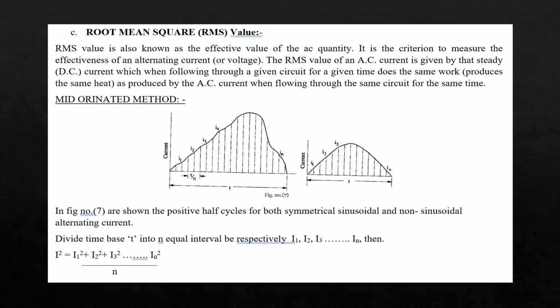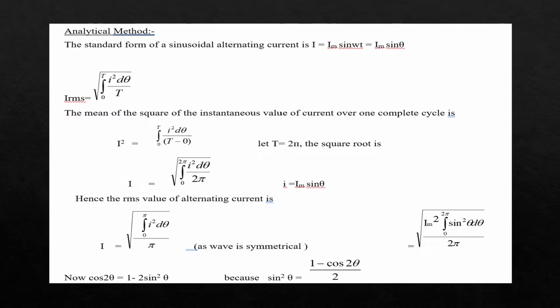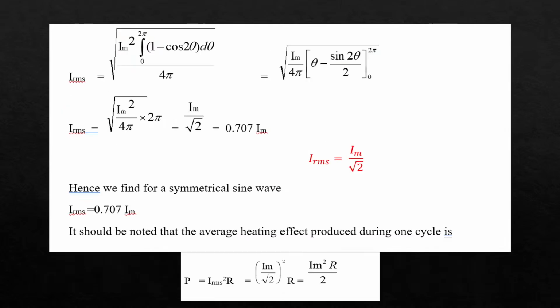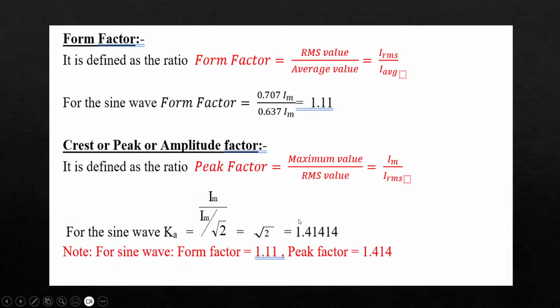I'll tell you why this matters. In your main supply in your houses, current is not supplied according to the maximum value but the RMS value. So you know the 220 volts: if you multiply 220 by root 2, that is the actual maximum voltage. But what is supplied is 220, which is V RMS.